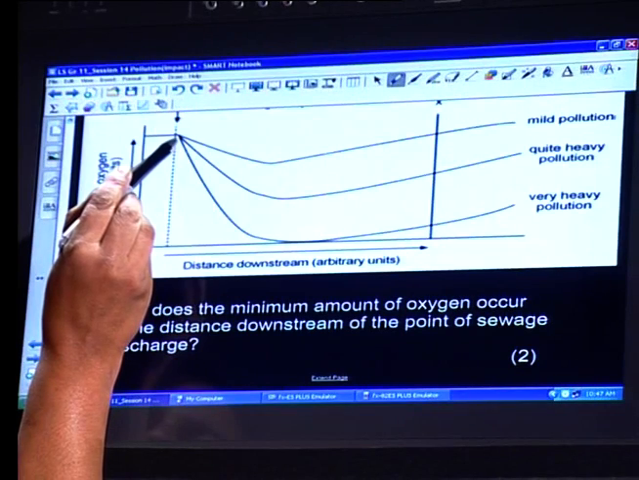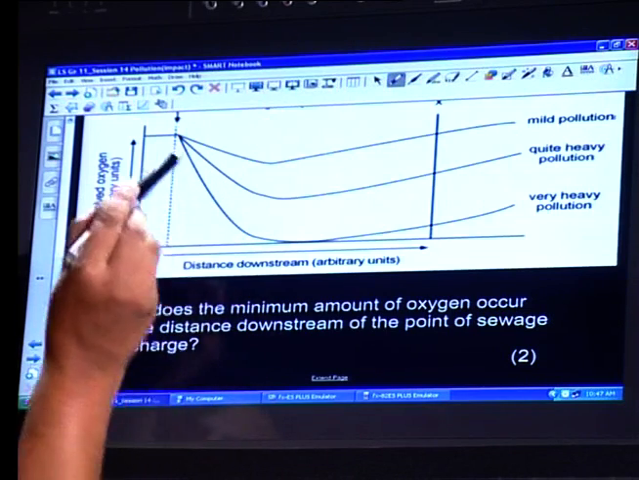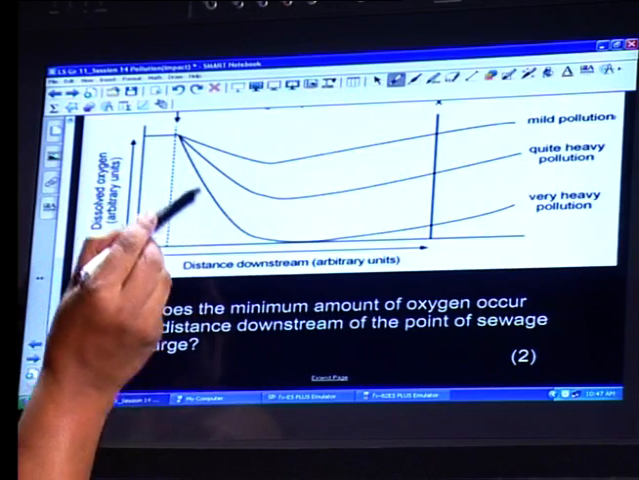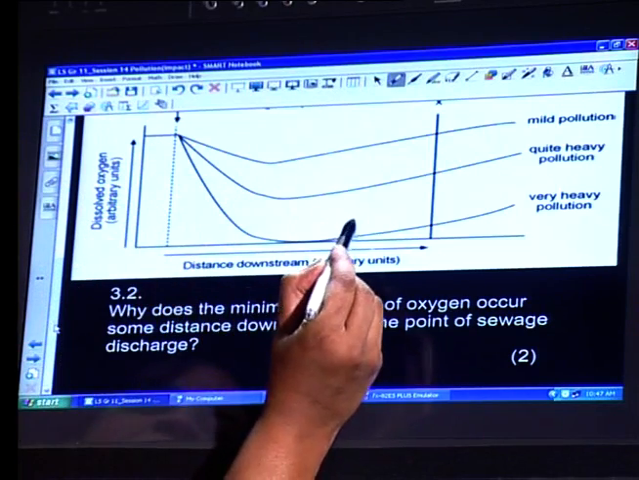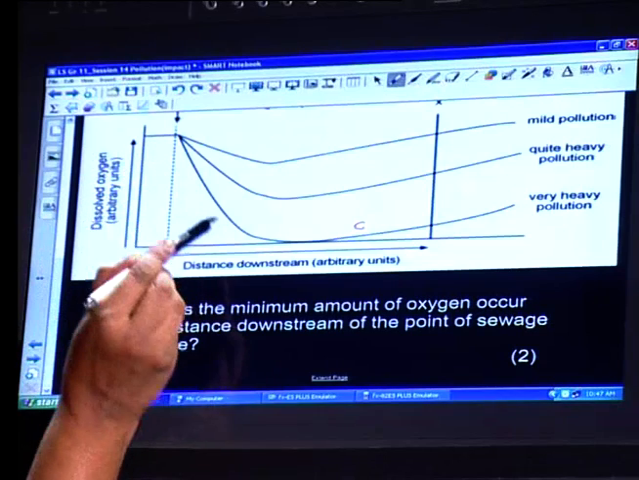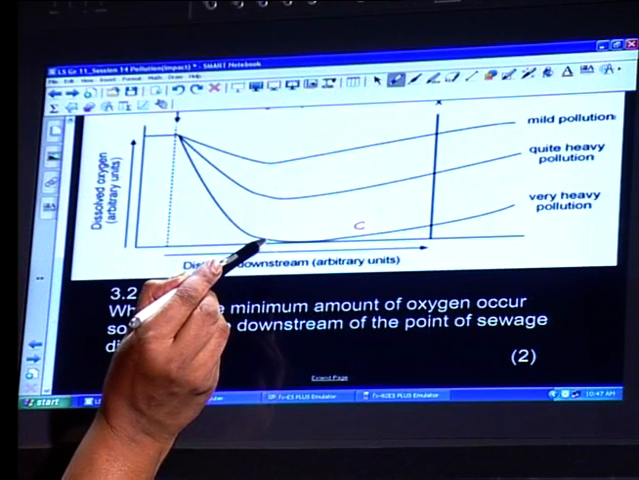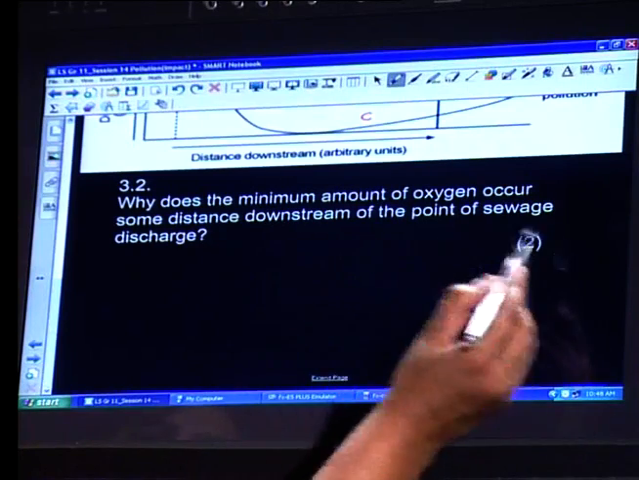So if there's more pollution, the oxygen levels are high, and as more of those nutrients get decomposed, more oxygen gets used up. The more nutrients, this is a very steep decline. Remember, that's a gentle decline, steep decline, because in the heavy pollution here and C, remember, more sewage, more nutrients, more oxygen, more decomposition. So this is a very sharp decline in the oxygen level, because lots of oxygen gets used up very, very quickly. So why does the minimum amount of oxygen occur some distance downstream of the point of discharge?